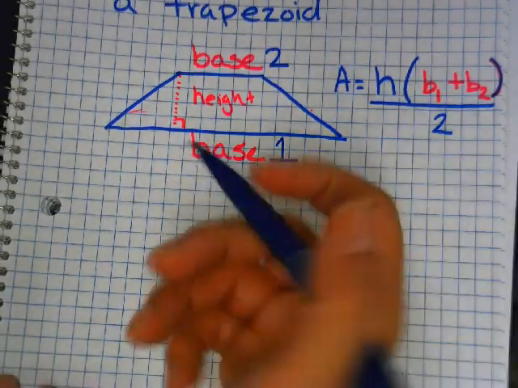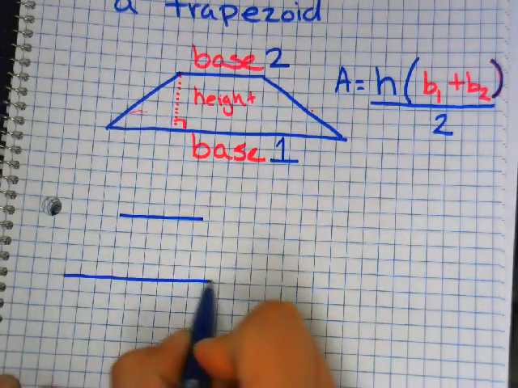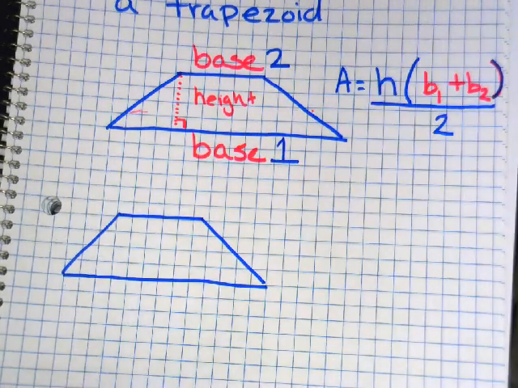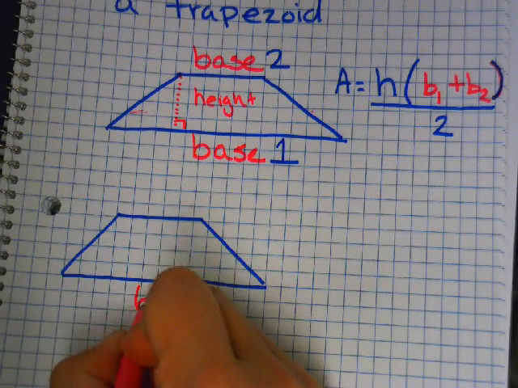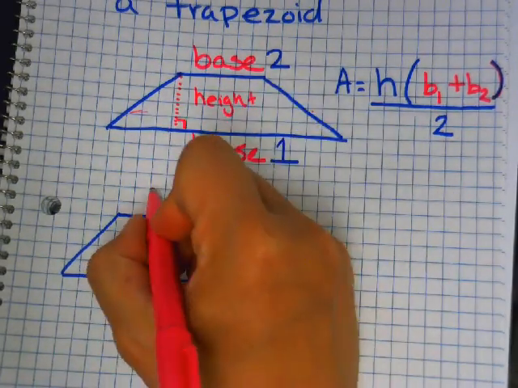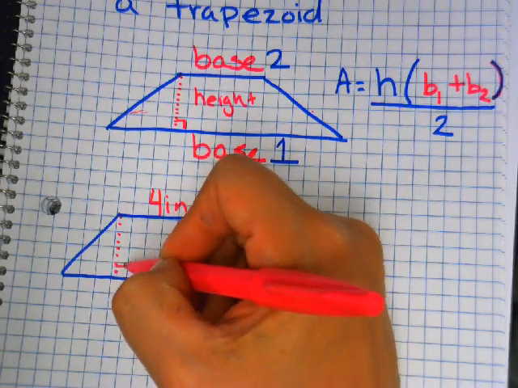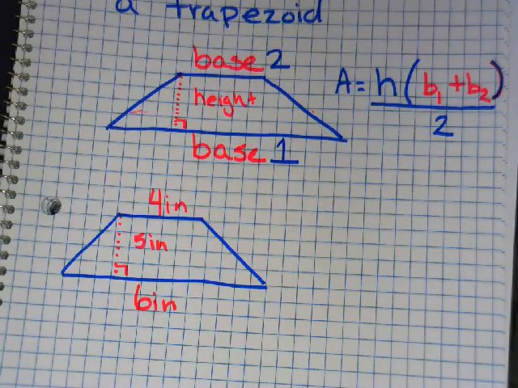So we're going to draw another trapezoid. And this one we're actually going to include numbers so we can do the math. It's a math class. All right, so I'm going to have your bottom base 1 be 6 inches. Your top base be 4 inches. And then your height will be 5 inches. 4 inches, 6 inches, and a height of 5. So we write all this down.